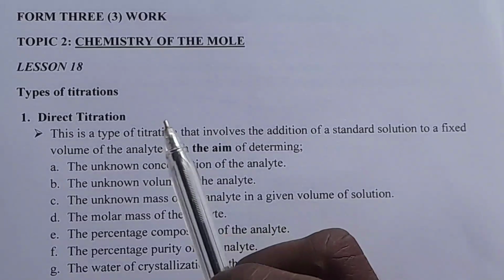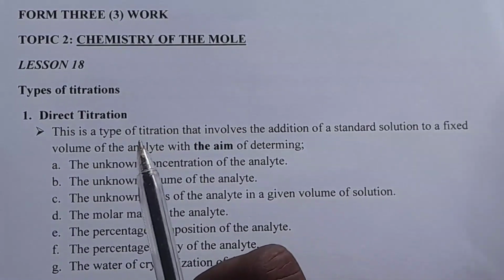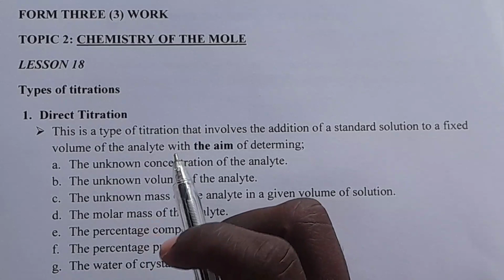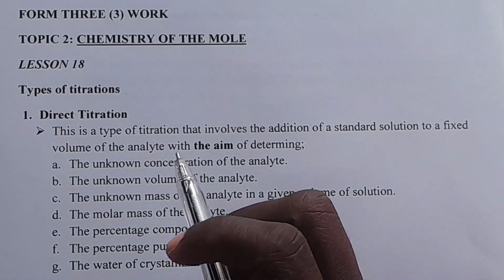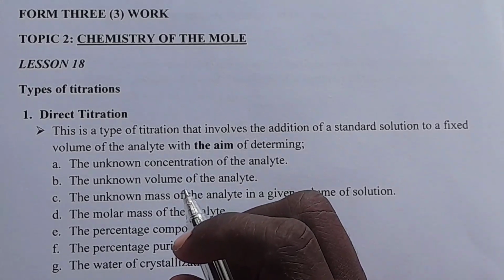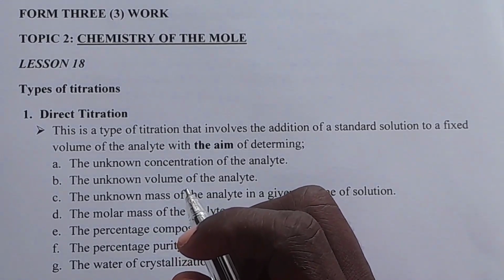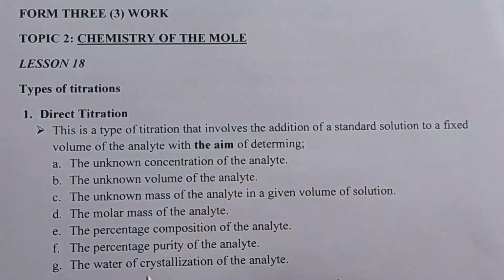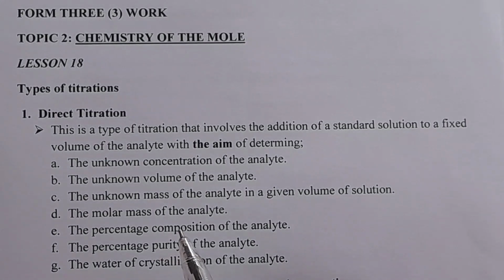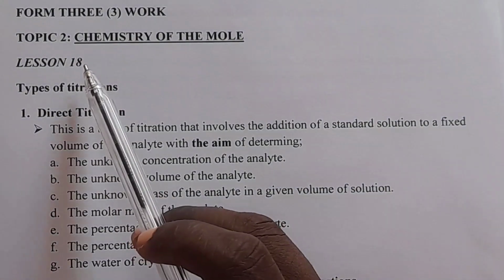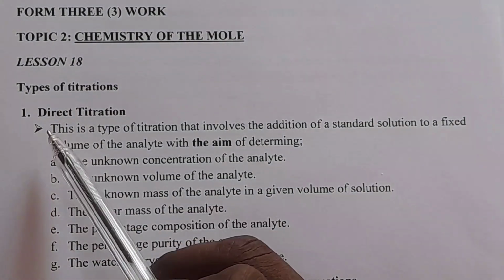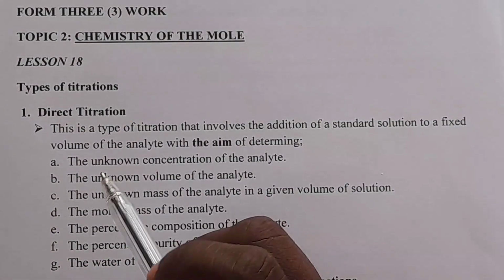Hello students, previously in Form 3, Topic 2, Lesson 17, we dealt with volumetric analysis. We have seen the types of titration. The types of titrations were three: the first one was direct titration, back titration, and the third one was redox titration. So today, Lesson 18, we are going to start with the first titration, that's direct titration.